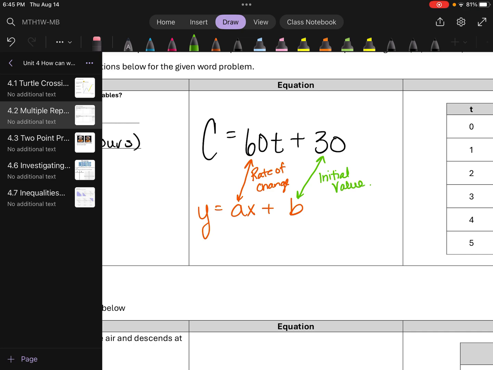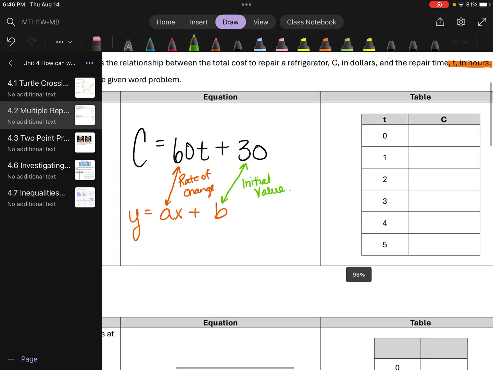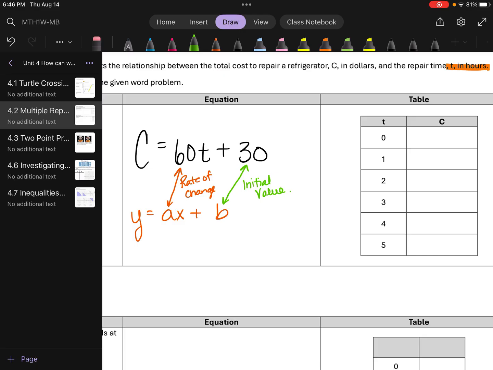Okay. So if you haven't already done so, what I want you to do is create a table of values to represent this scenario. So push pause to do that. Okay, so my initial value, so when time is equal to 0, my initial value is 30 because, as we've said, there's no variable with it, so that's my initial value.